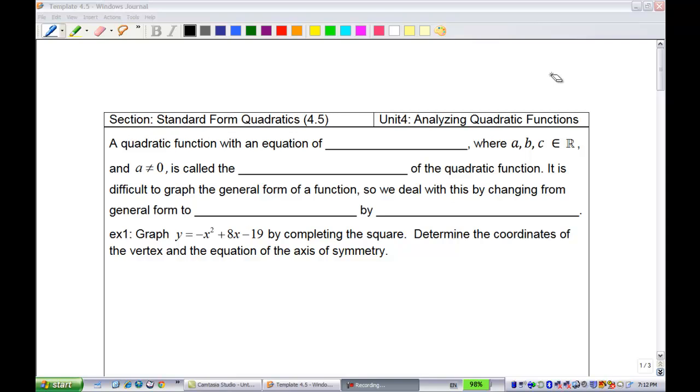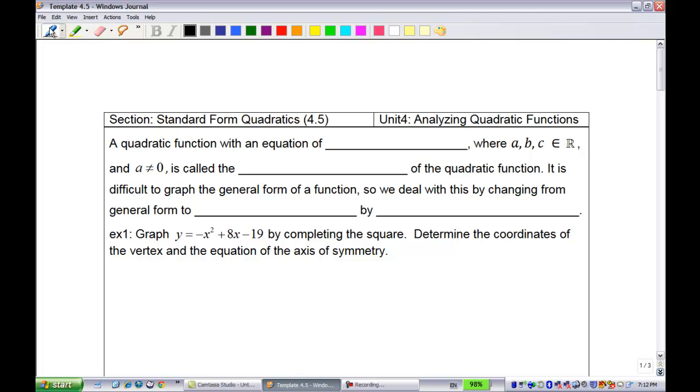Welcome to analyzing quadratic functions for Pre-Calculus Math 11, and today we're taking a look at standard form quadratics, which is section 4.5 from our book.